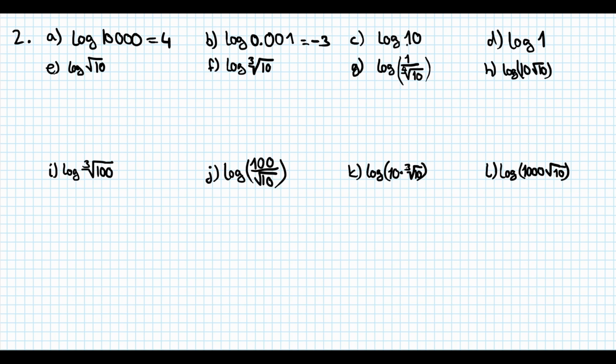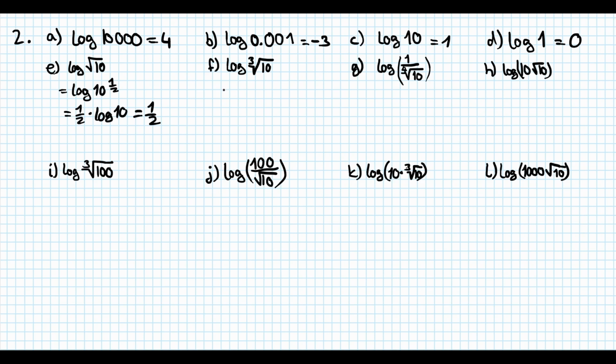Log of 10 is just 1, since log base 10 of 10 is equal to 1. And log of 1 is always 0 no matter what the base is. Could be log base 2 of 1, which is also 0. Okay, log of square root of 10, that's the same as saying log of 10 to the power of 1/2, which is 1/2 times log 10, and log 10 is just 1, so this will be 1/2.